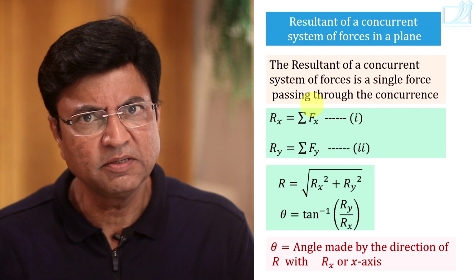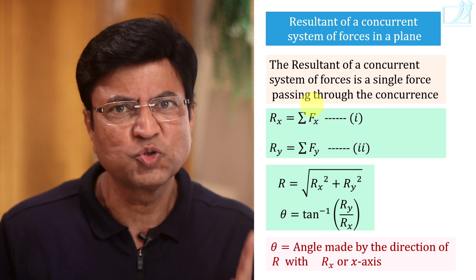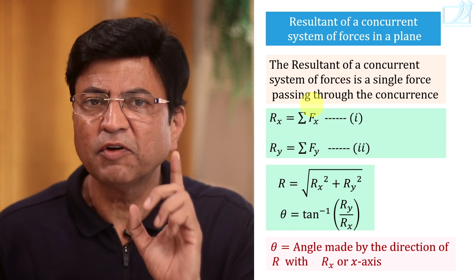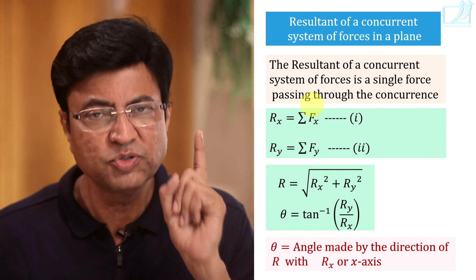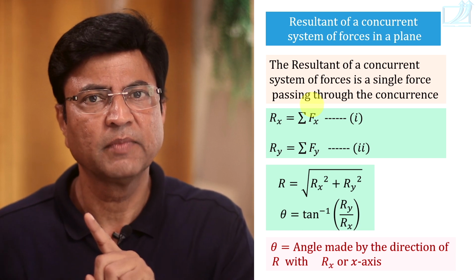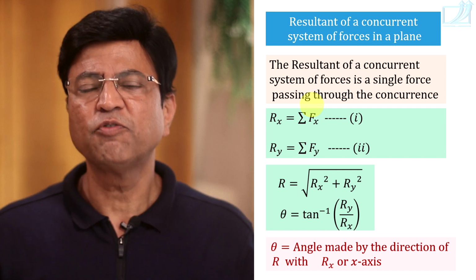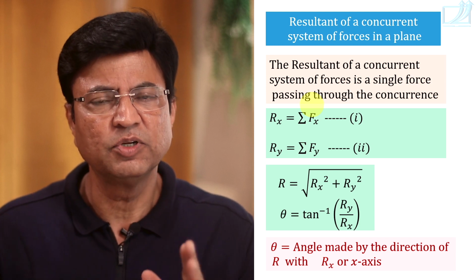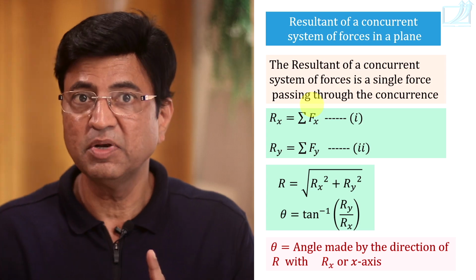So what we have studied up till now, a resultant of a concurrent system passes through the point where all forces meet. Then how to find magnitude and direction? Use the two equations. Rx is equal to sigma Fx and Ry is equal to sigma Fy. Using these two equations, how will you find R and theta? Simple. R is equal to root Rx squared plus Ry squared and theta equal to tan inverse Ry by Rx. Remember, when you write theta as tan inverse Ry by Rx, theta is angle made by the resultant force with x-axis. Remember.